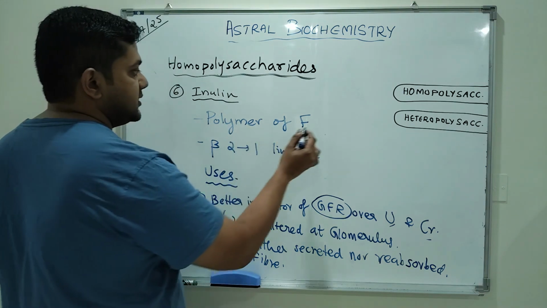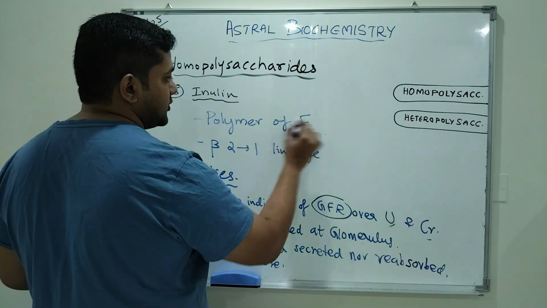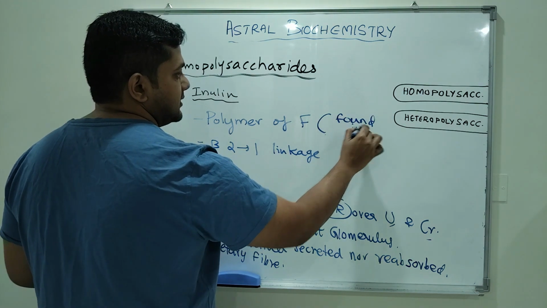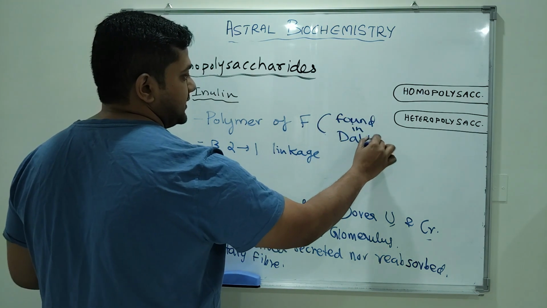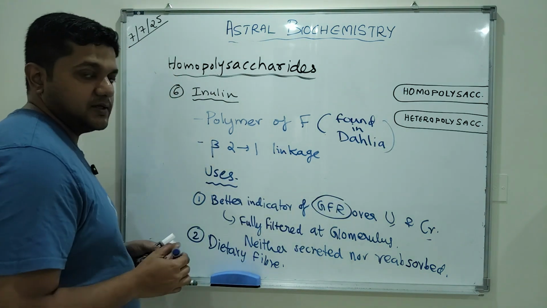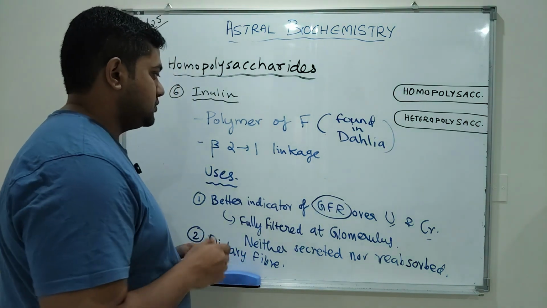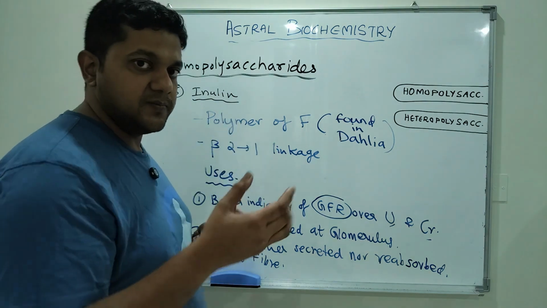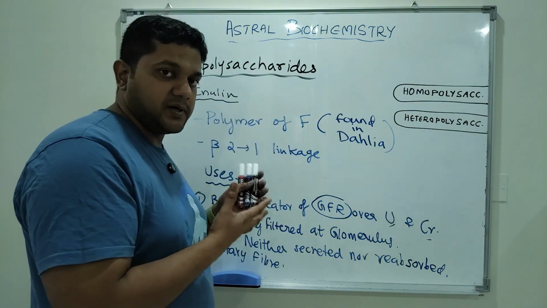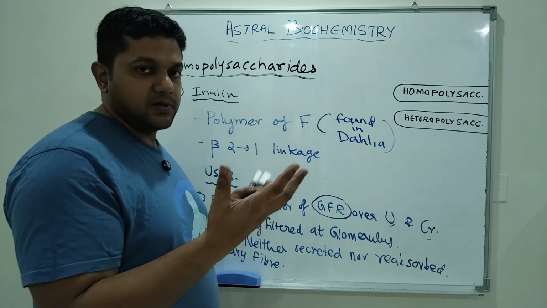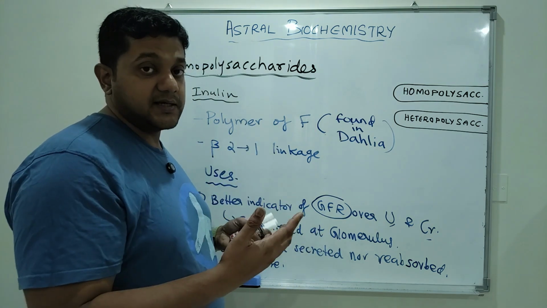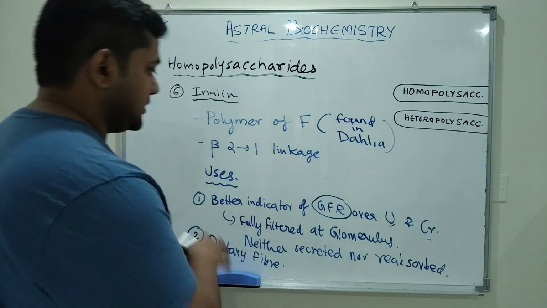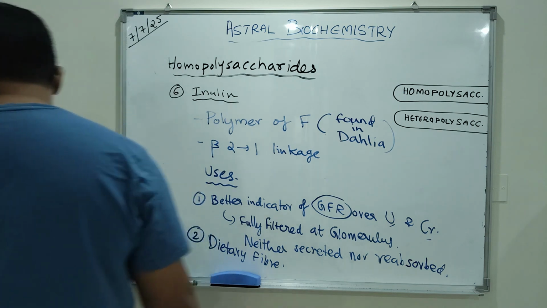One important feature that can be mentioned is that this polymer of fructose, inulin, is found in plants known as dahlia. Inulin is present in dahlia. So the linkage is beta 2,1 linkage. The reason I am stressing the linkages is that a lot of questions come from this linkage part, be it simple monosaccharides or disaccharides that we discussed in the last class, or homopolysaccharides like these. So these are the points about inulin.